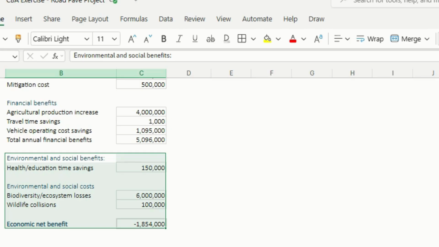But based on evidence from other road projects, these impacts are very likely negative, including land conflicts, exposure to illegal activities, and disruption of traditional livelihoods. Even though we can't easily quantify them in dollars, these are real costs, which means the negative economic net present value we calculated is probably an underestimate of the true social and environmental costs. So that's why it's important when conducting CBAs to include the distributional impacts of the project that you are analyzing.